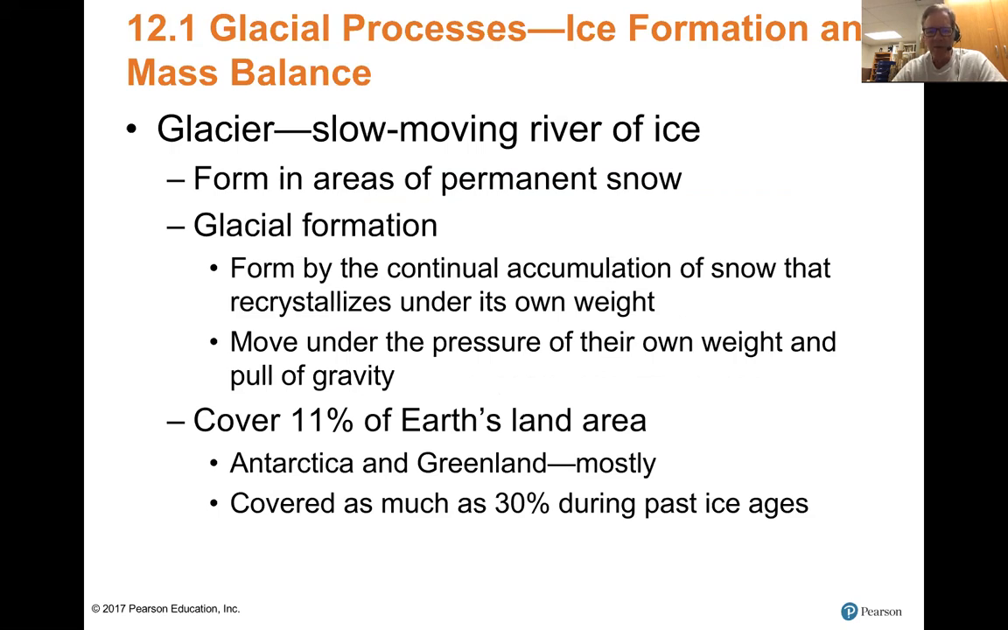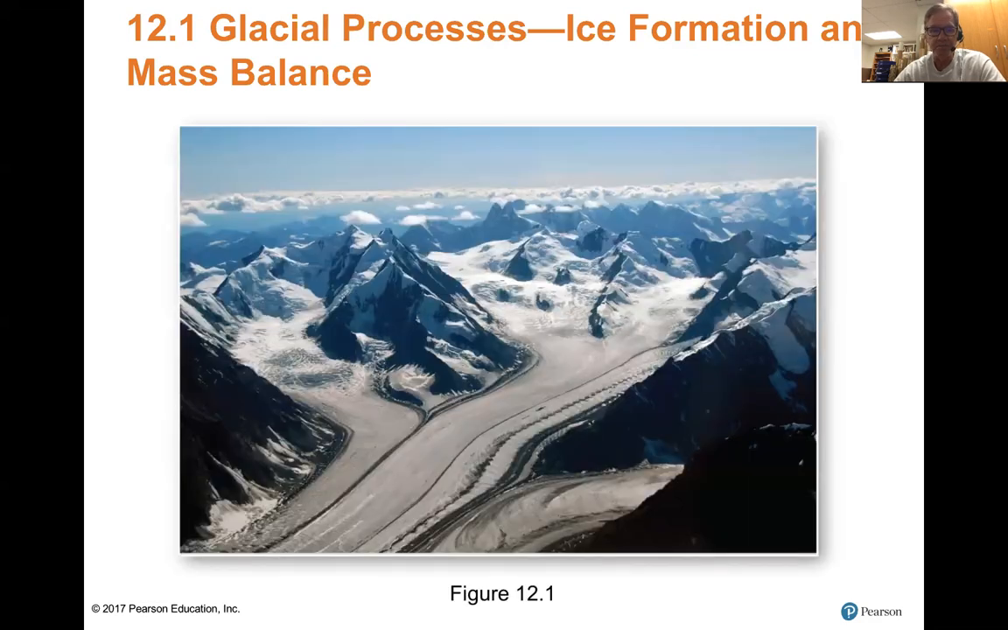Now, currently, glaciers cover about 11% of the Earth's land area, and that's mostly going to be found in Greenland and Antarctica. Although during the past ice ages, around 12,000 years ago, they covered as much as 30% of the Earth's land surface. So you can see this.